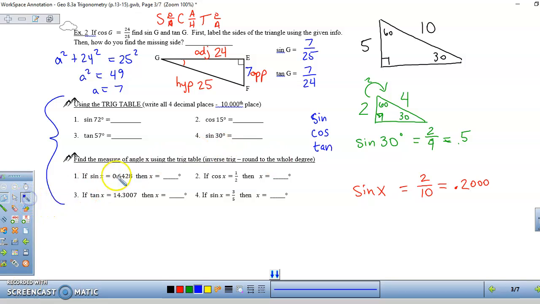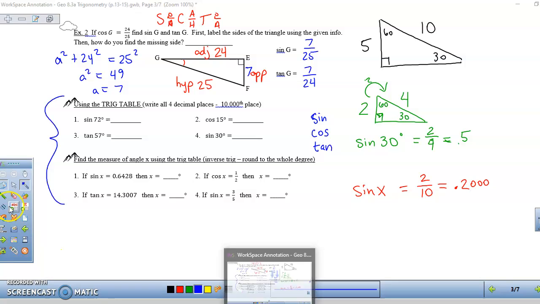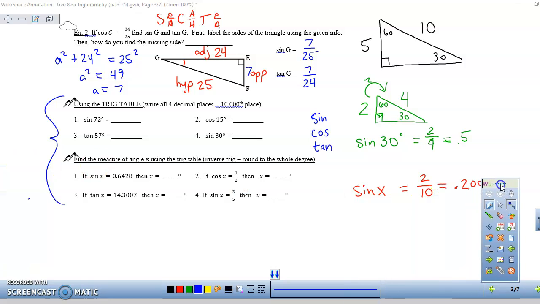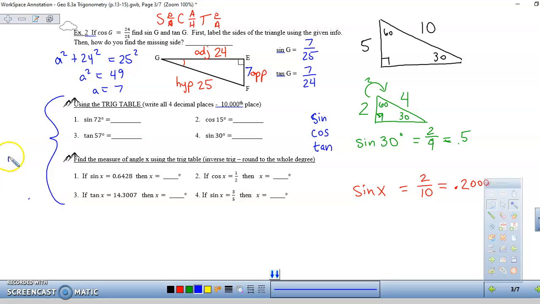Okay, so finishing up the trig introduction, we are going to use our calculator. All of these questions here, you need to use with a calculator.